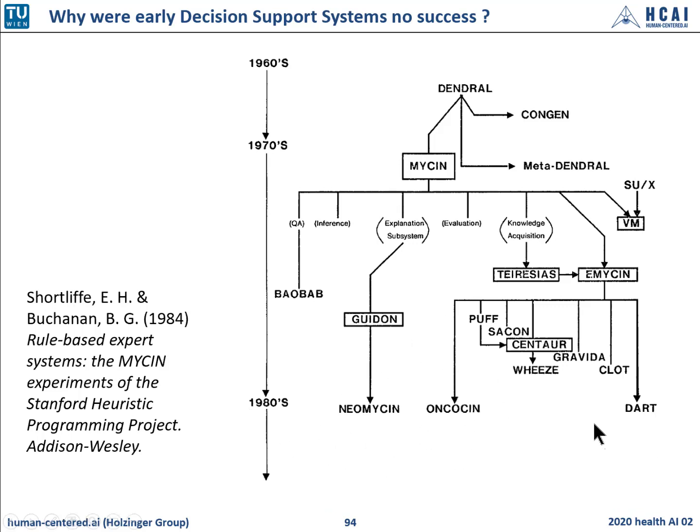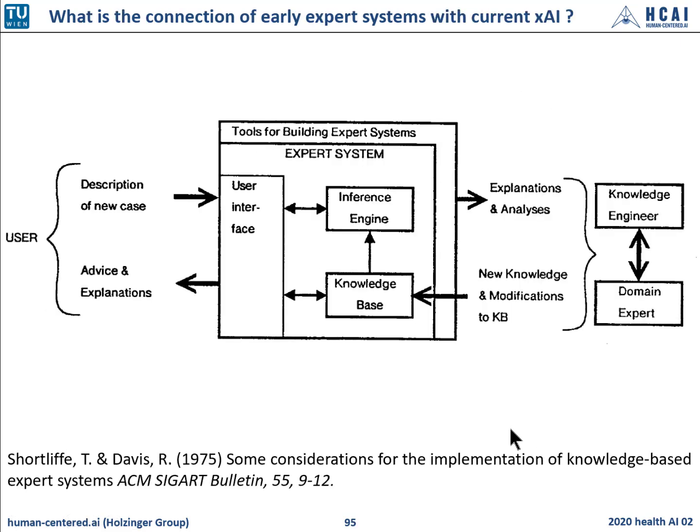But you see, in 1980 it stops, and then we have this deep AI winter where no research was made on these systems. So what is the connection of early expert systems with current AI? Dendral was known to computational chemists who have incorporated many parts of their own structures. And you have here the inference engine at the very core with the knowledge base, new knowledge and modifications, for example. And here actually you have an own module.